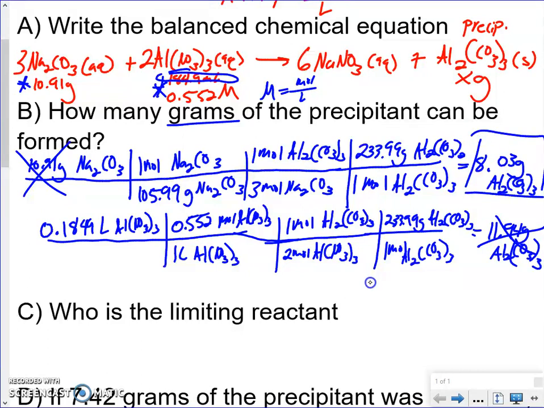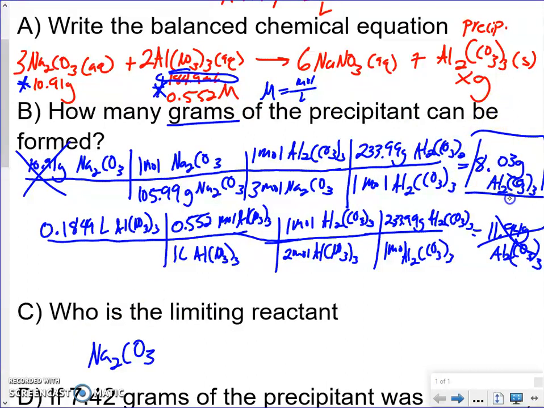It's, again, going back to our cooking analogy. I can have enough flour to make 500 cookies, but if I only have enough eggs to make 100 cookies, I'm only going to be able to make 100 cookies. So kind of the same idea. With that in mind, who's our limiting reactant? Well, our reactant is on the left side of our reaction, so it is the species that made the smallest amount. So sodium carbonate.